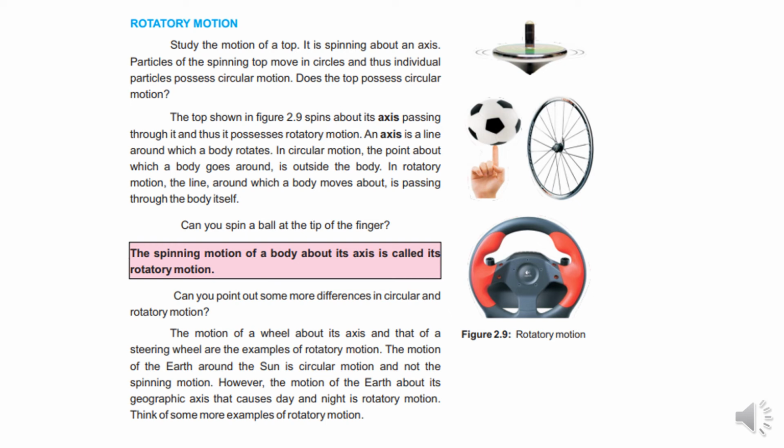The motion of the earth around the sun is circular motion and not the spinning motion. However, the motion of the earth about its geographic axis that causes day and night is rotatory motion. Think of some more examples of rotatory motion.